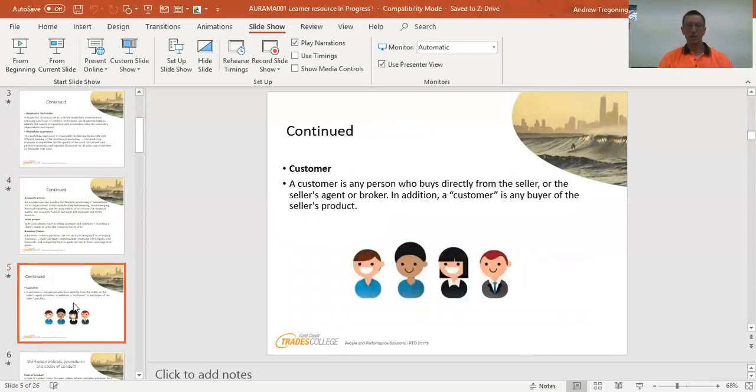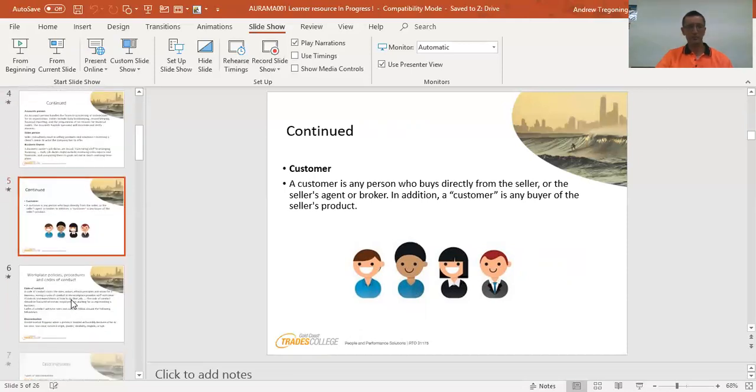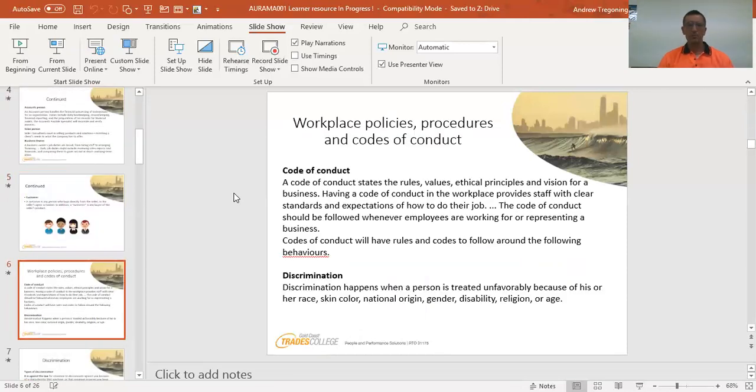And the last one I've got on my list here is a customer. Last but very much not least, a customer is any person who buys directly from the seller or the seller's agent or a broker, for argument's sake. In addition, a customer is the buyer of the seller's product. And we always have to remember, as a technician or any employee in any business, that the customer is the one that ultimately pays the bills, because they are the one that spends the money to keep the business going. So we've always got to look after our customers. Yeah, there's a quick overview of some of the common roles in an automotive workplace.